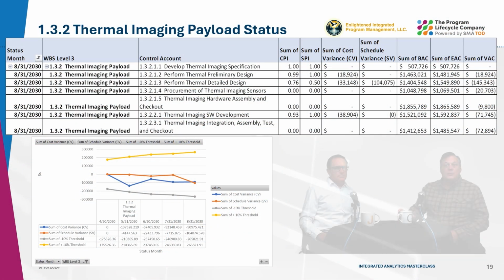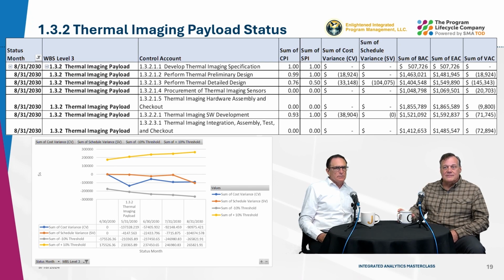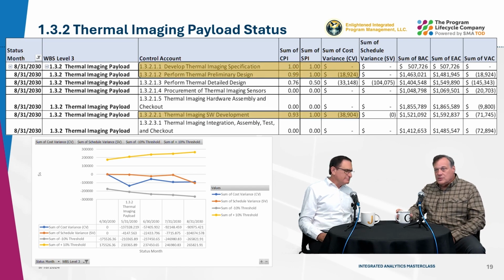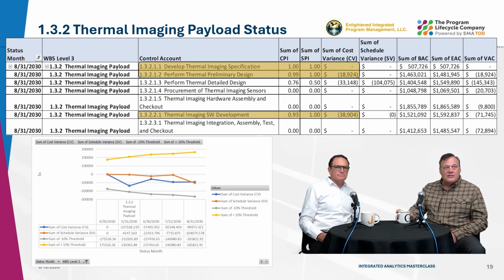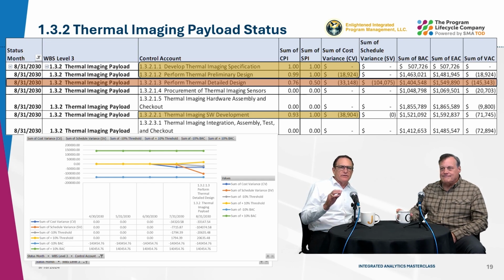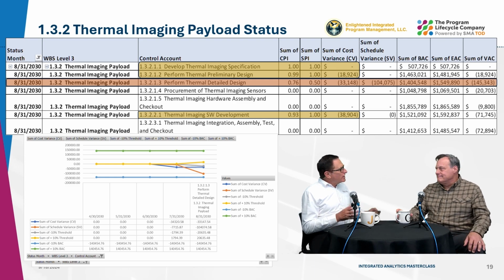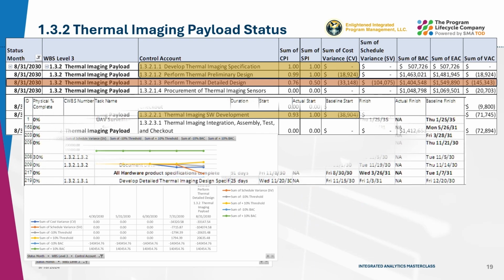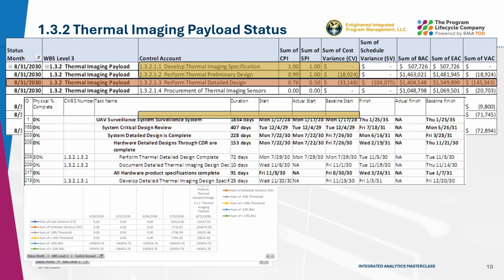Next, we will review the thermal sensor and its control accounts. You will see that control accounts 13211 and 13212 are complete with unrecoverable cost variances. The Perform Thermal Detail Design control account has a cost and schedule variance that are significant and outside the current plan's threshold and close to the threshold at complete. Again, we should look at the schedule for the details on what's really driving the slip. The schedule shows that the detailed design task is still planned to be complete by early November 2030.